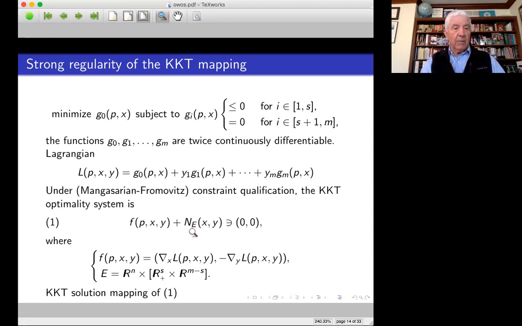Here, this is again the normal cone mapping. The function f is just composed of the derivatives of the Lagrangian with respect to x and y. y is the Lagrange multiplier vector, and E is this particular case here. So we come to the realm of a variational inequality, a generalized equation. And the solution mapping of this variational inequality will be the KKT mapping, the function which realizes the Karush-Kuhn-Tucker pair as a function of the parameter p.